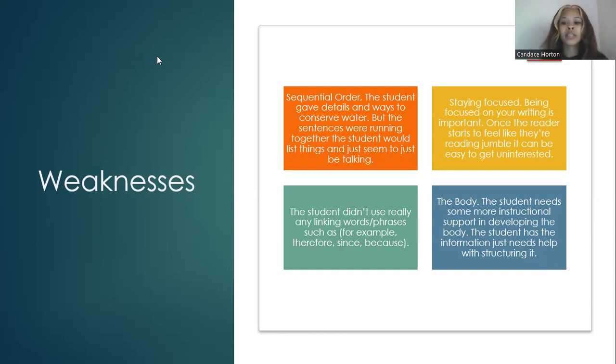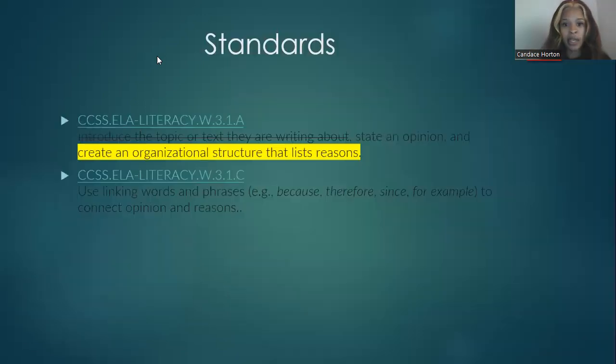And so the student needs some more instructional support in developing her body. The student had information, but she just needed help with structuring it around to really get focused and to really get that effective writing piece that she needs.